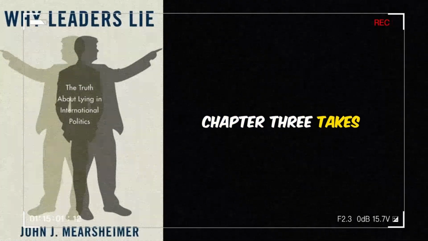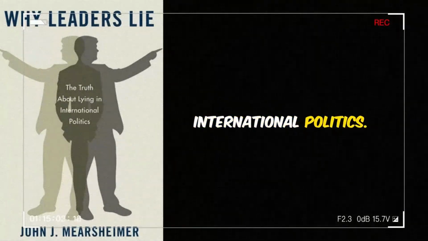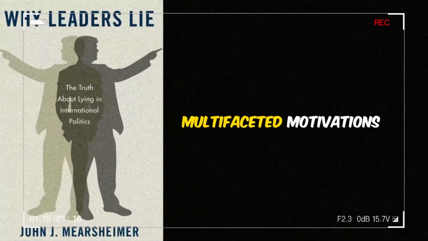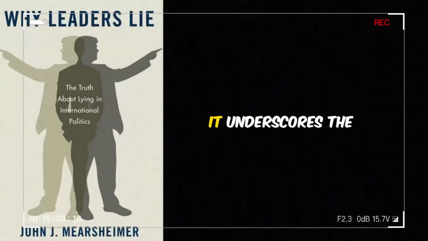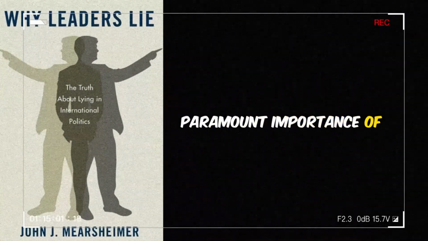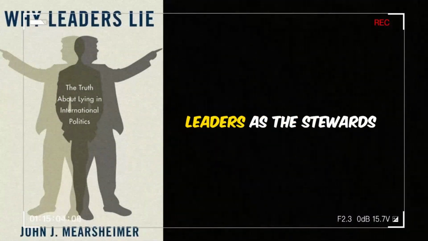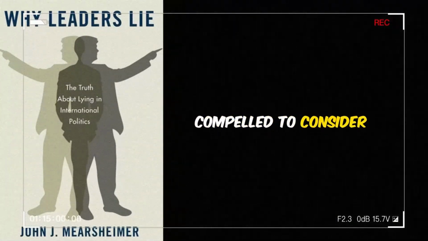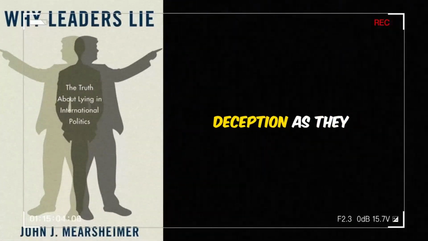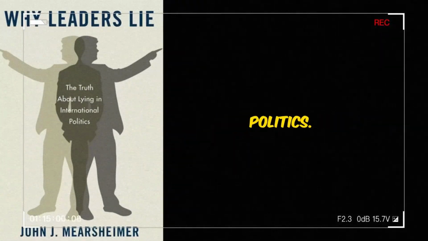Chapter 3 takes readers deeper into the complexities of deception in international politics, unraveling the multifaceted motivations behind state-sponsored lying. It underscores the paramount importance of national interest in guiding the actions and decisions of states. Leaders, as the stewards of their nations, are compelled to consider the strategic utility of deception as they navigate the treacherous waters of global politics.